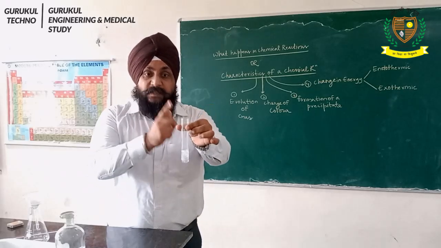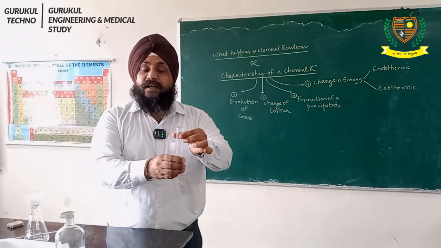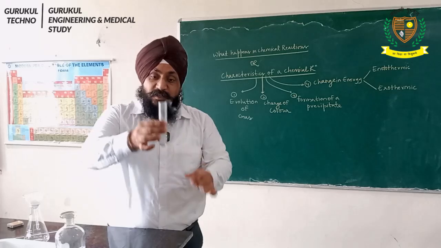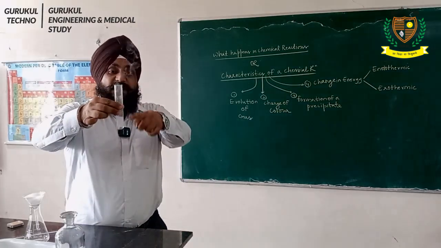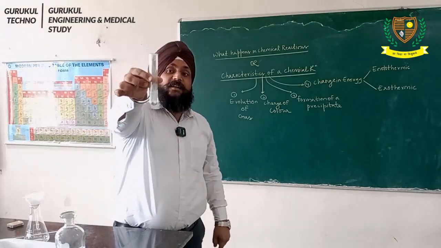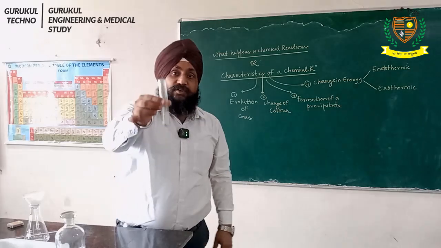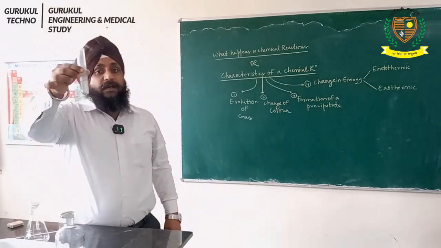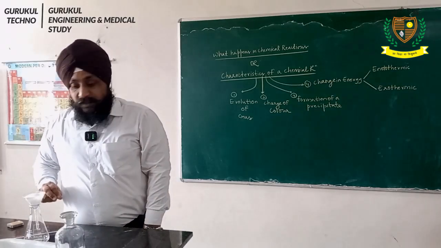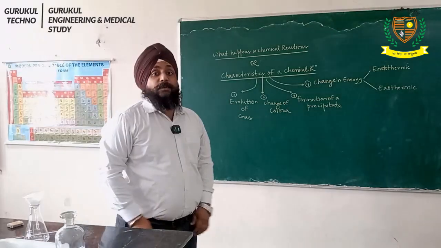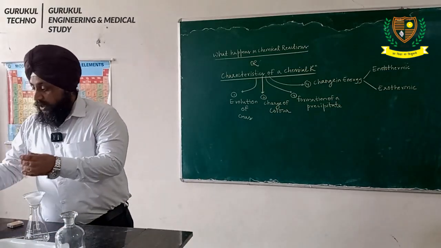So this is an easily observable change which takes place when a chemical reaction is taking place. In this reaction, when zinc reacts with hydrochloric acid, it gives out hydrogen gas. You are getting effervescence of which gas? Hydrogen gas. This is one of the characteristics of a chemical reaction. Now students, another characteristic is change in color.